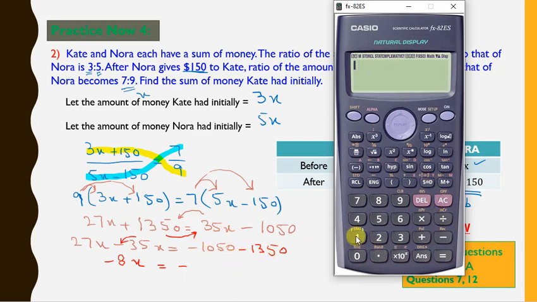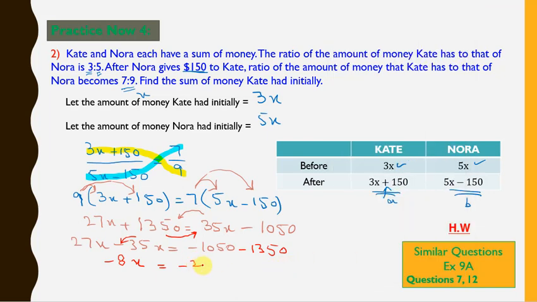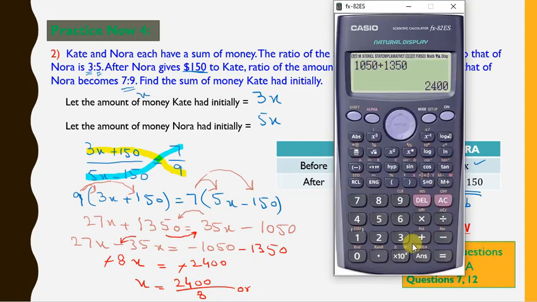We will add them together, but we will write the negative sign with the answer. Same sign, remember, same sign we add. So 1050 plus 1350, and we have 2400. Negative signs will be cancelled. X equals 2400 divided by 8, since 8 is multiplying over here, and when we shift it to the other side it will divide. So 2400 divided by 8, and we have 300.